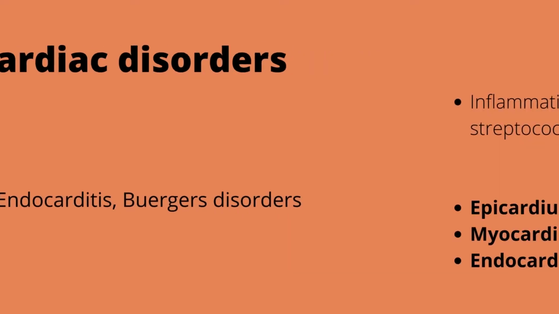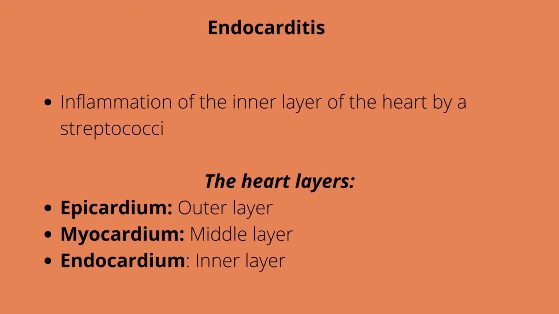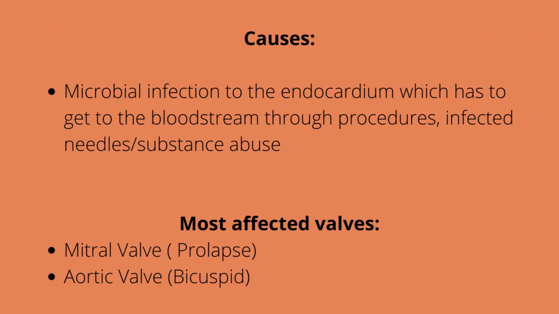So endocarditis is actually inflammation of the inner layer of the heart due to an infection. The heart is made up of three layers: the epicardium, which is the outer layer, the myocardium, the middle layer, as well as the endocardium, which is the inner layer. What is the cause of endocarditis? Endocarditis is caused by a microbial infection of the endocardium, which somebody can only get through a bloodstream infection.